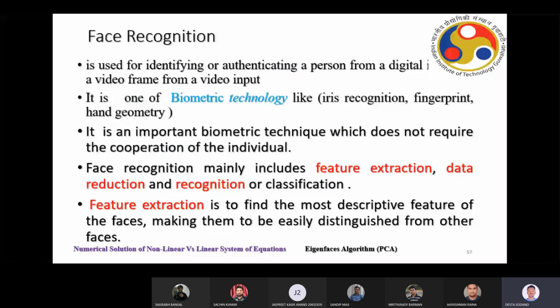In order to simplify face recognition, we are expected to use biometric technology. Biometric technology means things like iris recognition, fingerprint, and hand geometry. Face recognition mainly includes feature extraction, data reduction, and recognition or classification. Using feature extraction, we find the most descriptive features of the face, making it easy to distinguish from other faces.